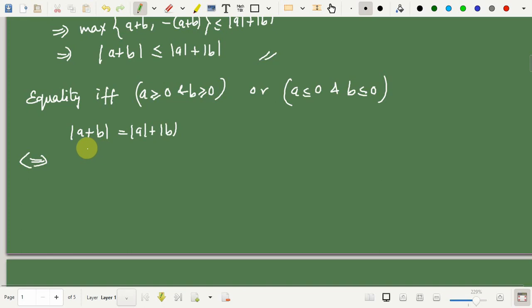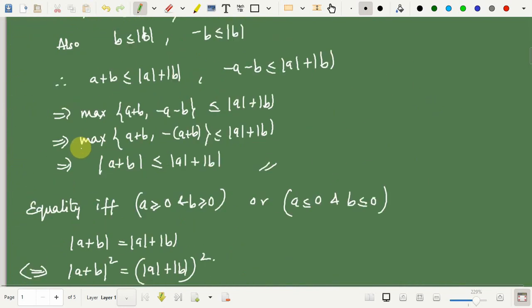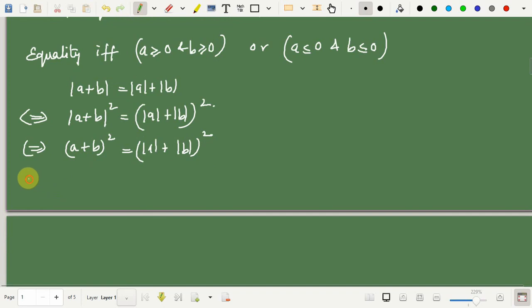If this is true, that means their squares also have to be equal, since both are positive quantities. So, I can say that mod of A plus B the whole square is the same as mod of A plus mod of B the whole square. But we know that mod of A the whole square is the same as A square using property 2. So, instead of A, now I have A plus B, and therefore, I can simply replace this as A plus B the whole square. So, that is the same as mod of A plus mod of B the whole square, right. So, this is the same as if and only if.